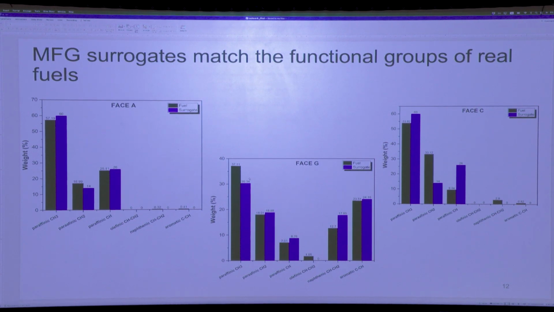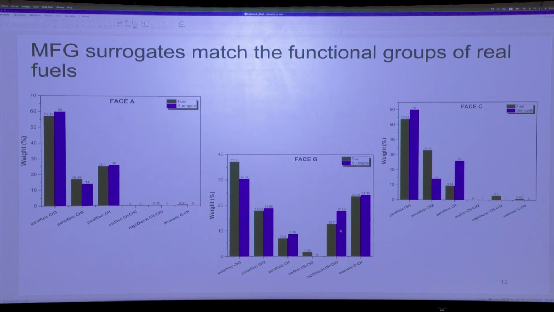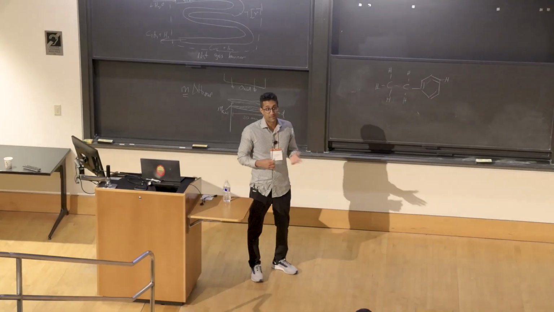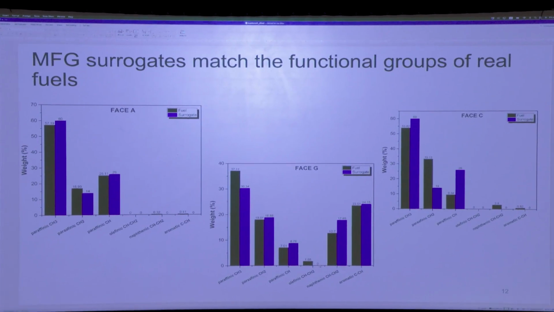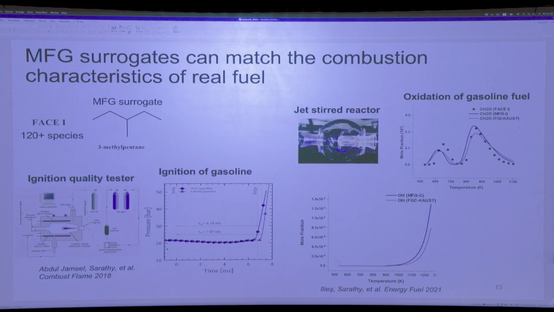Yeah, phase G, you see the errors are a bit larger, maybe 7% on the paraffinic CH3s, 5% on naphthenic, but we get the aromatics closer. Okay, and we're going to see. We're a bit off in the exact functional groups, but does it really matter or not? And like this, we did this for different fuels. And then you go and you do experiments.